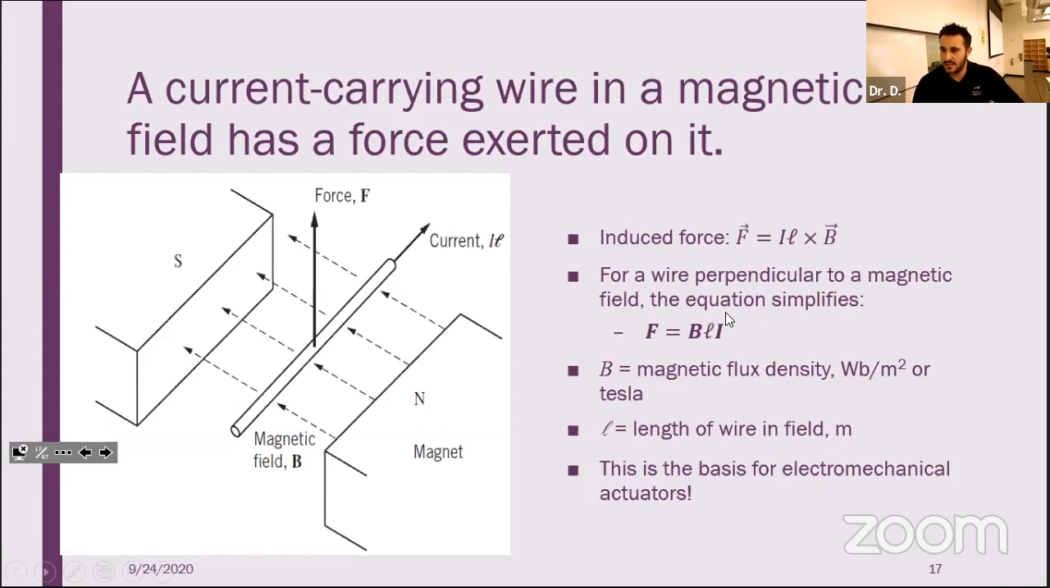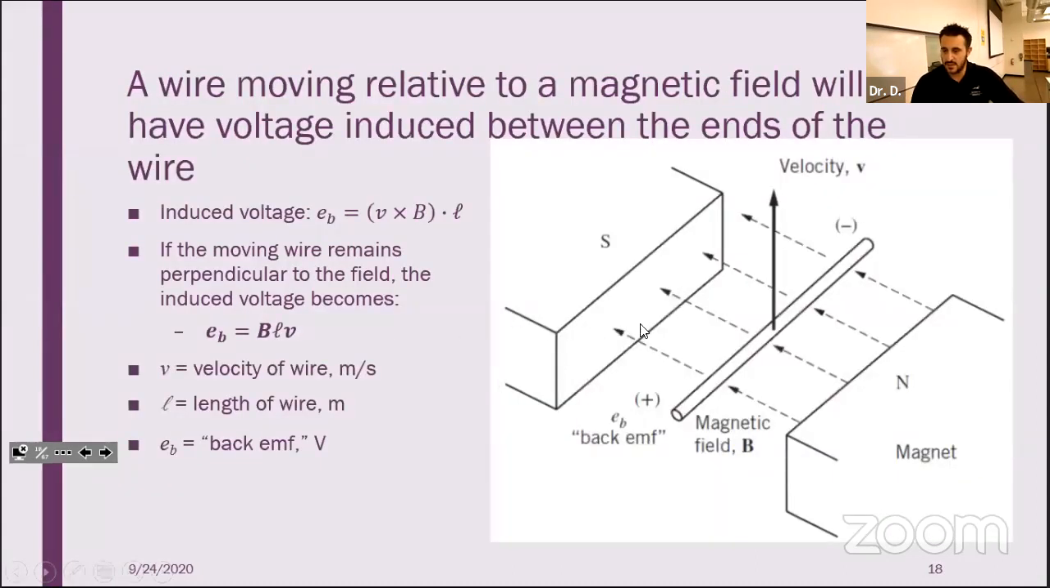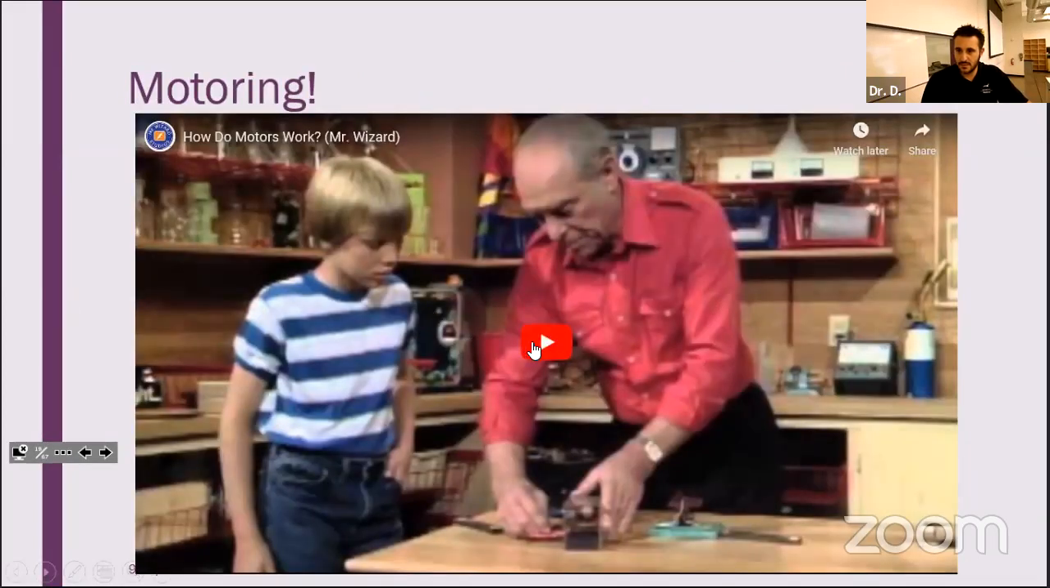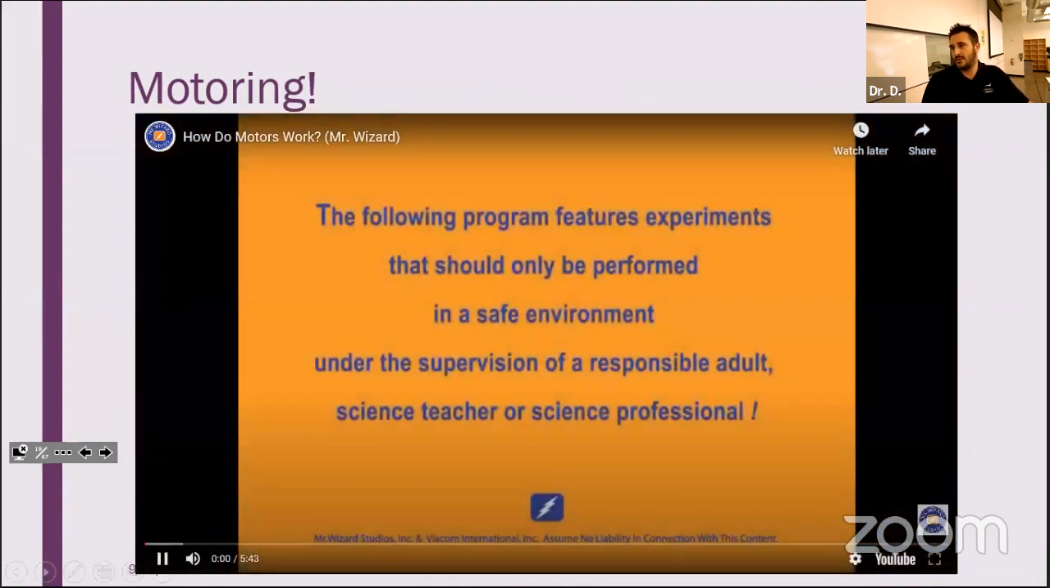And this is the key. This is what's going to allow us, right? And this one as well, because this is a function of velocity. These two equations are going to allow us to have electrical systems that affect the physical world, right? So let's learn a little bit about motors from my main man, Mr. Wizard.